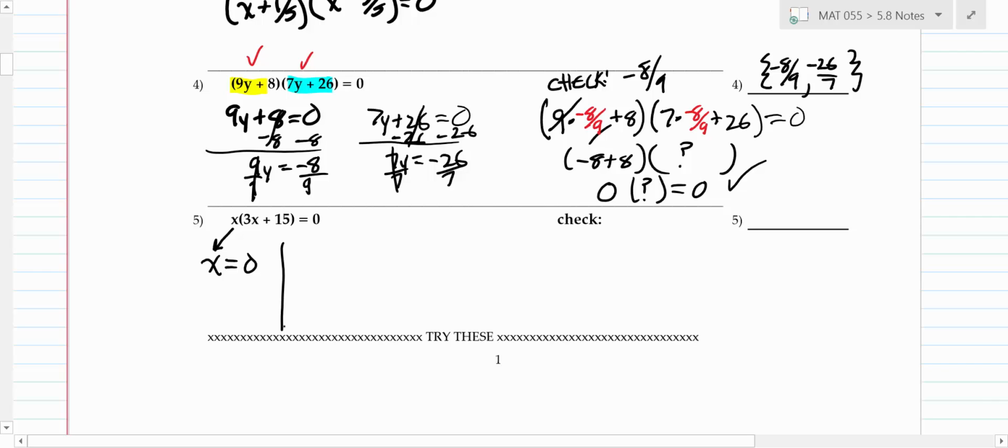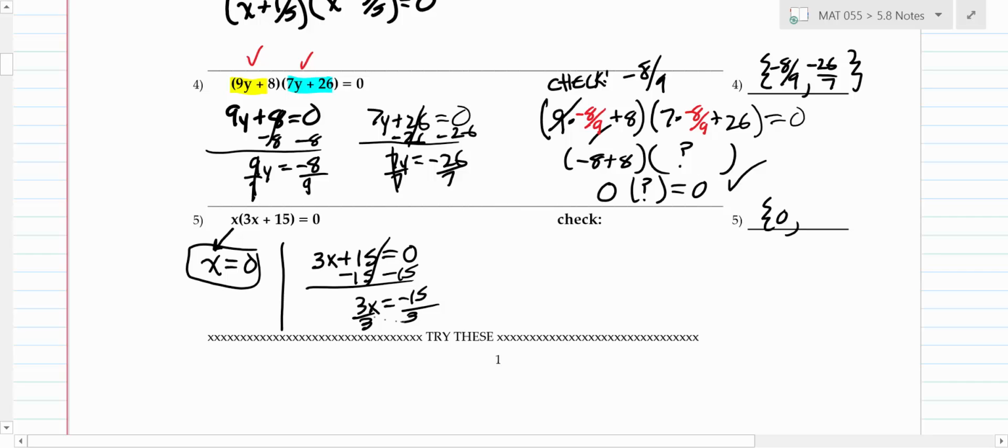And that gives you an answer, 0. And then you take the second factor, and you set that equal to 0, then you solve that. So those are the two equations you're going to solve. This one's already solved. So 0 is definitely an answer to the problem. And then this one, if I subtract 15, you get 3x equals negative 15. Then if you divide by 3, it looks like the answer to that one would be negative 5. So it's the same idea.